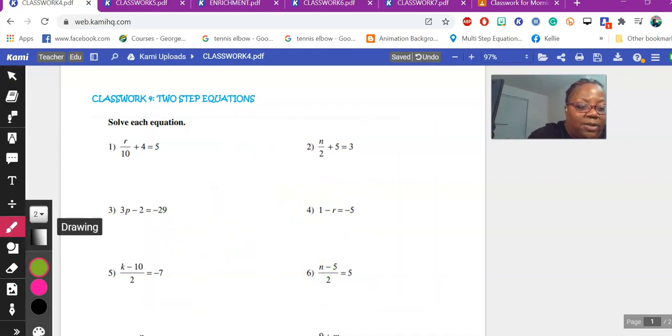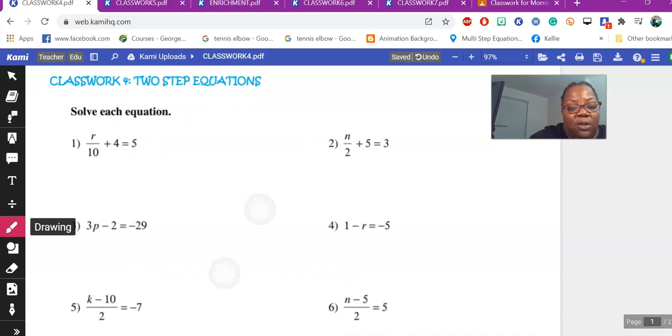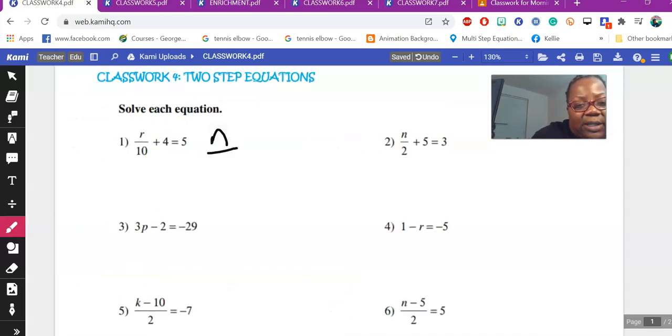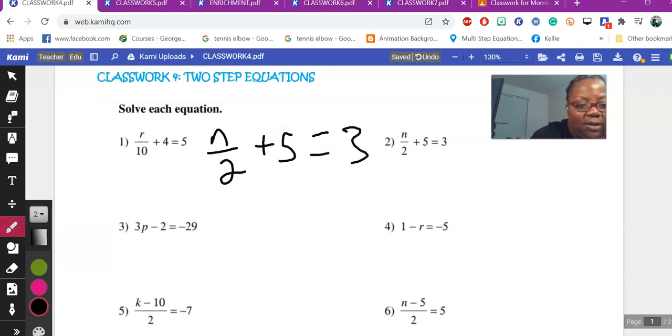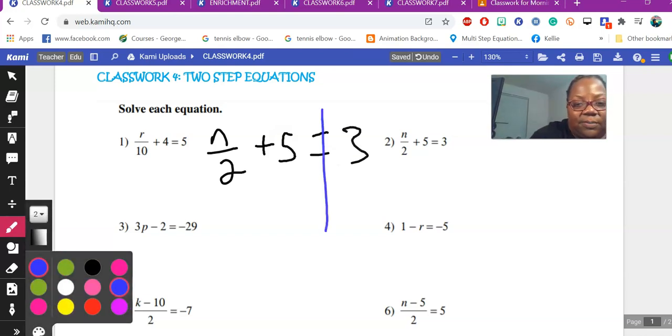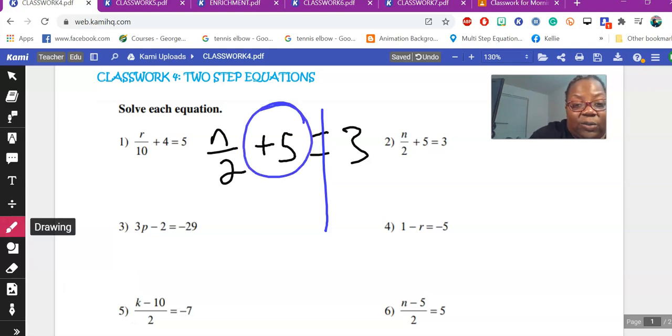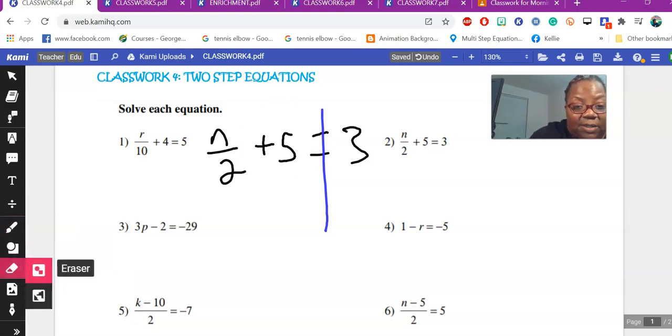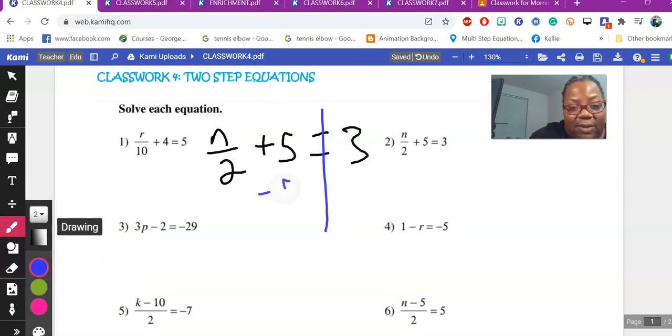Okay, let me write it bigger here in the middle. I have n divided by 2 plus 5 equals 3. Right? I'm going to draw my street. Boom. Always do adding or subtracting first. So that means I'm going to get rid of the 5 first by subtracting 5. Subtracting 5.